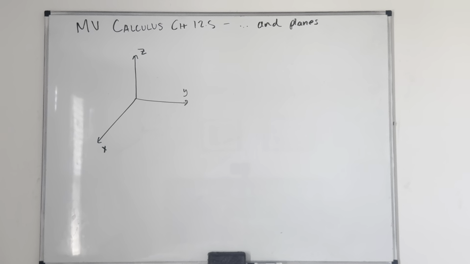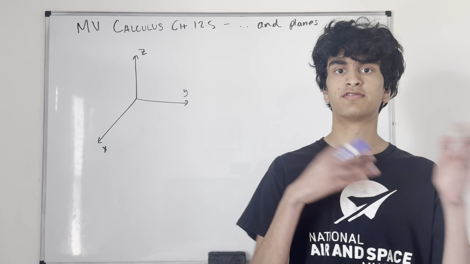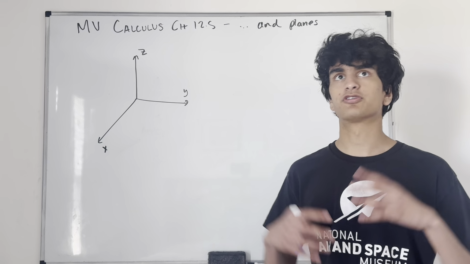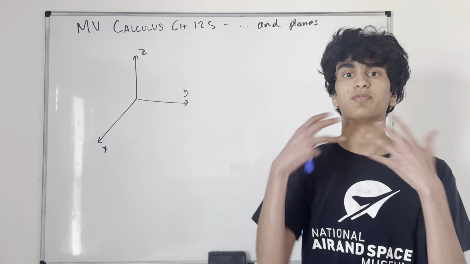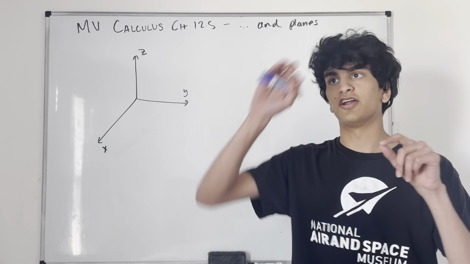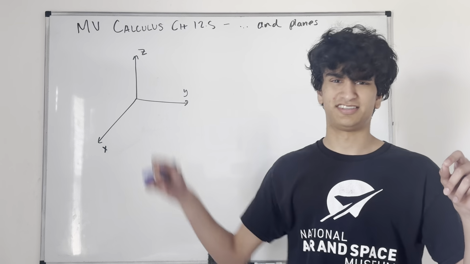To understand planes, you have to first understand how they're defined. When it comes to definitions of curves and shapes, to make a circle, it's all the points that are equidistant from some center. For an ellipse, it's all the points whose sum of distances from the foci is a constant.